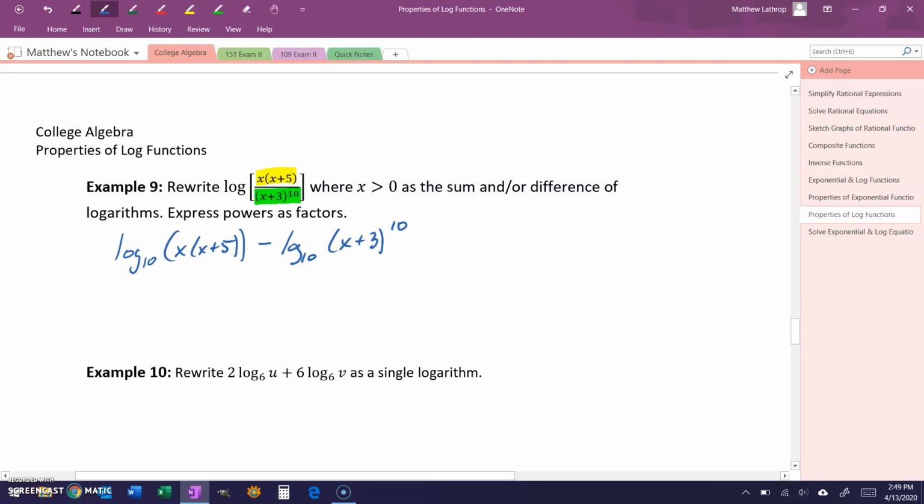Now we can focus on those remaining log statements and break them down just a little bit more. This would be the same thing as the log base 10, and now we'll just skip writing that base and let it be assumed. This would be the log base 10 of x plus the log base 10 of x plus 5. And then we'll bring that exponent down as a factor in front to rewrite this as 10 times the log base 10 of x plus 3.